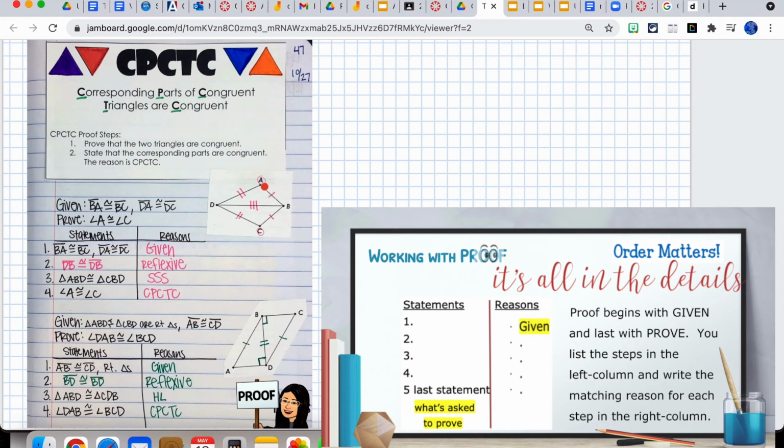See all the marking that we did with the given, then have the reflexive property. Hopefully everyone is used to that by now. This is a simple proof. The same thing with the second proof. We try to mark all the tick marks for given sides and angles that are congruent, and anything given to us, we want to mark it in here.